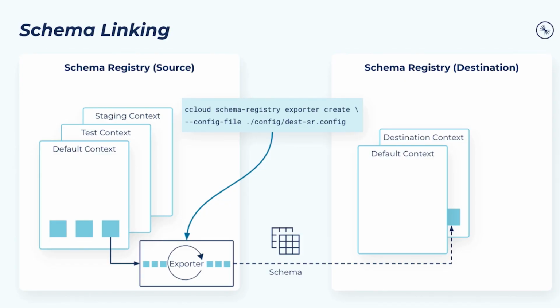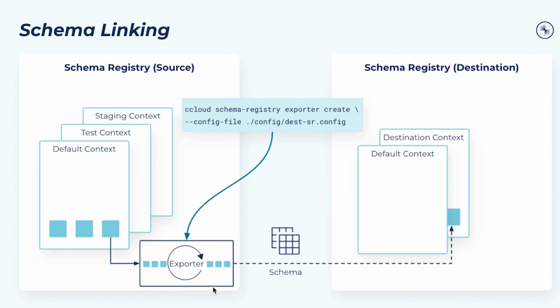As this diagram shows, Schema Linking is often used to keep schemas in sync between clusters. To understand how it works, we have to understand the concepts of context and exporter. In short, a schema context represents an independent scope within Schema Registry and can be used to create any number of separate sub-registries within one Schema Registry cluster.